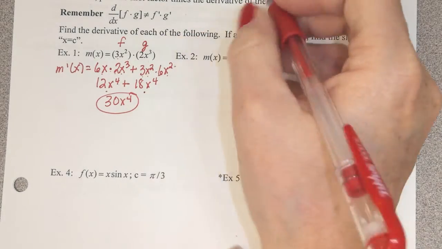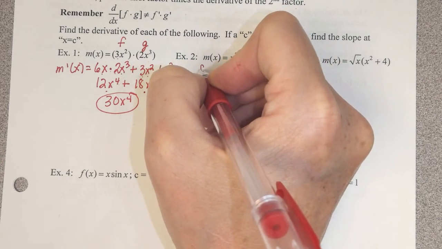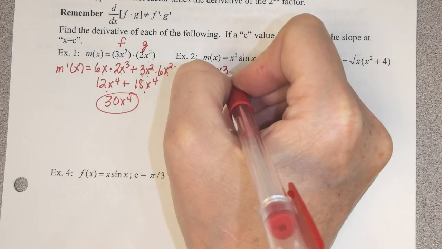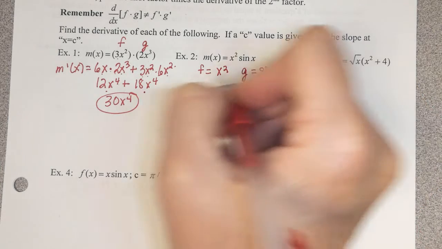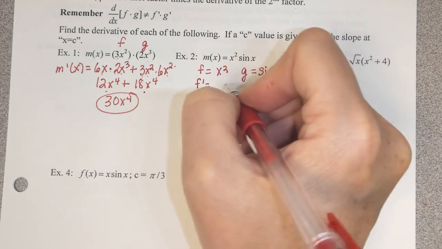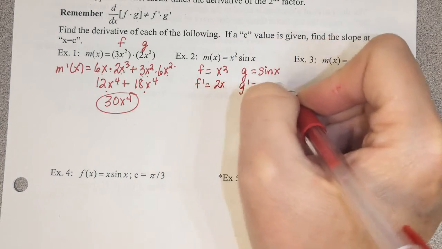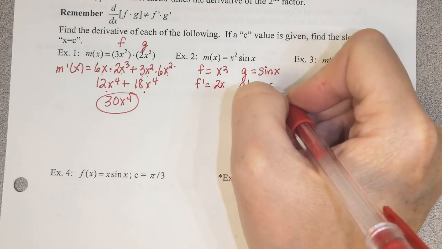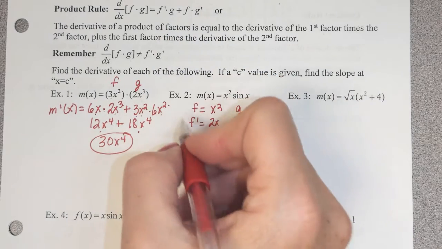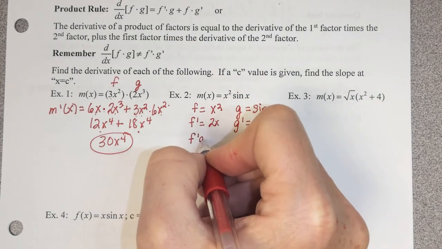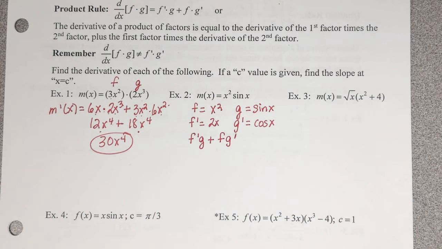So I want to identify f. And if you're having trouble with this, I'm going to write it out even more thoroughly this time. My f value is x squared. What's the g then? Sine x. What is f prime? 2x. And what is g prime? Cosine x. And now we just look back at what our formula is. Our formula goes f prime g plus f g prime.